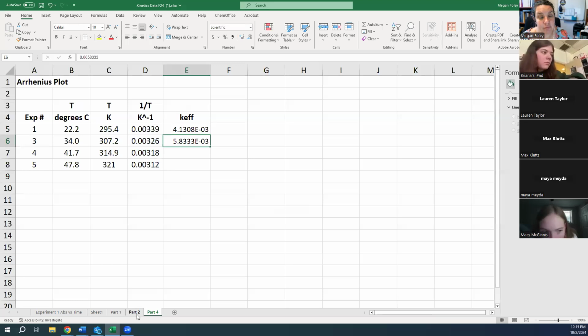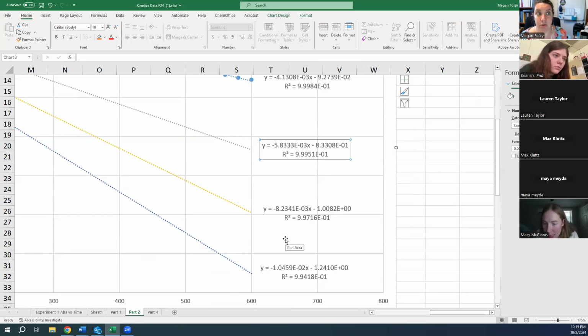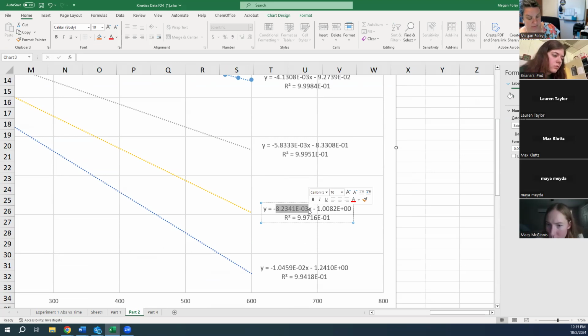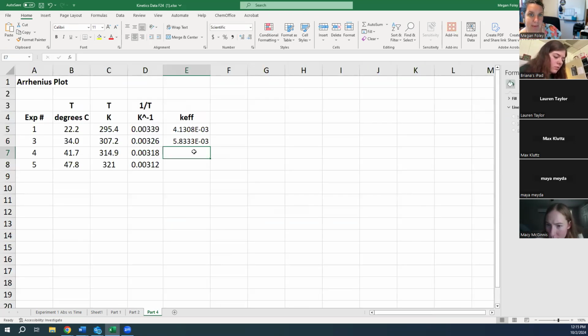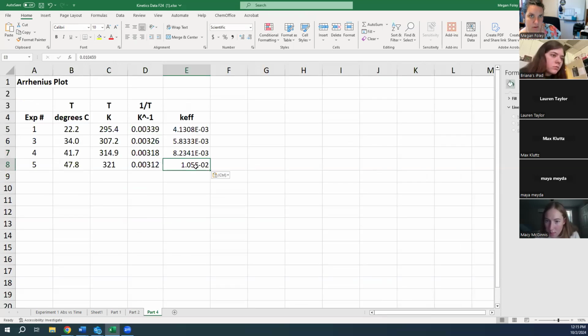Do I include the negative on my graph? Do not include the negative, do not include the X. It should just be the positive value. The exponent should be negative, yes, but the actual number should be positive. Okay, so those should be our different values.